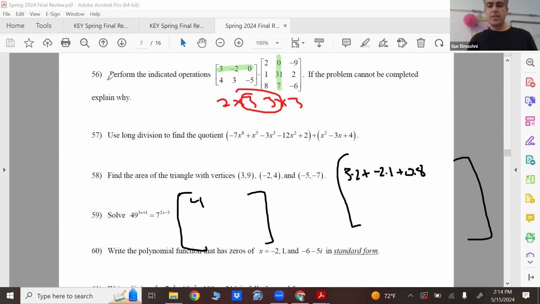You do that next. So what happens is that's row 1, row 2, column 1, column 2, column 3. So this right here was a product of row 1, column 1. This right here would be the product of row 1, column 2. This right here would be the product of row 1, column 3. So you kind of rinse and repeat.